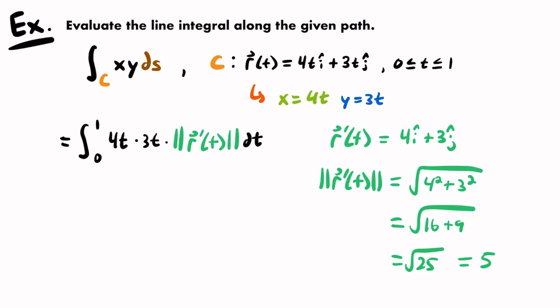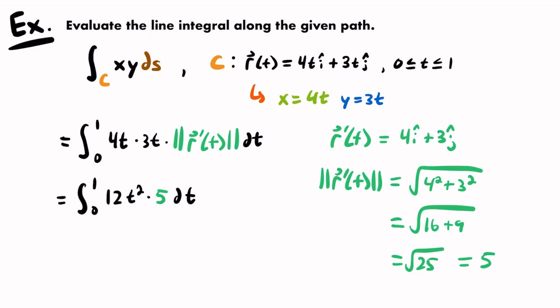Okay, so let's do that. This would be equal to the integral from 0 to 1 of 4t times 3t. That will be 12t squared, but then we're multiplying by the magnitude of the derivative of the vector function, which is 5. So plug that in. You'll be multiplying by 5, and then that's still multiplied by dt. And so what we have here is a very basic definite integral. To just make it a little bit easier, I'll pull the constants out to the front.